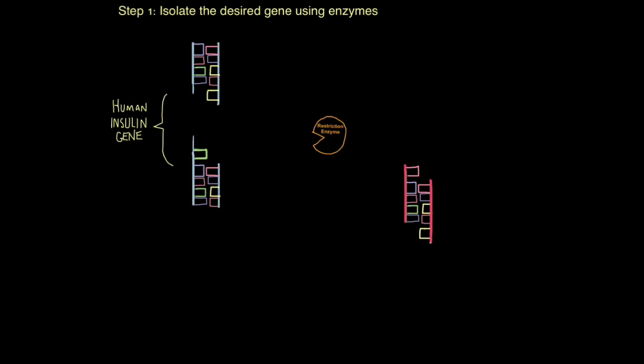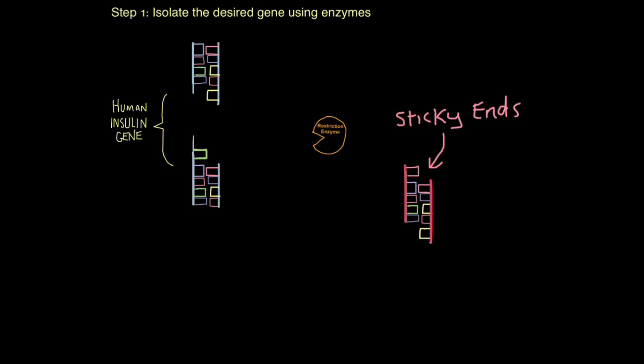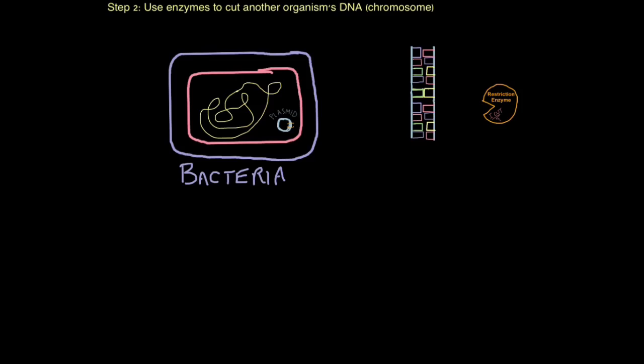Now you may notice that the cut is jagged, it's not exactly straight. We call these overhanging regions sticky ends, and without them the gene will not be able to bond or latch on to the DNA in the other organism. So we've isolated the desired gene for insulin, human insulin, using restriction enzymes. So now we have to find a way to put that gene inside the genome of another organism.